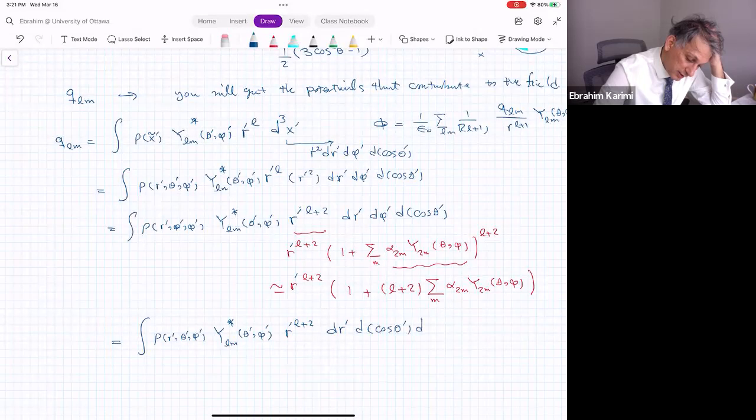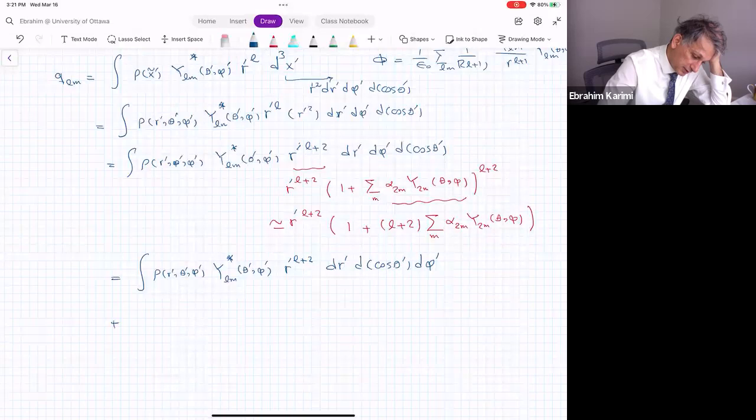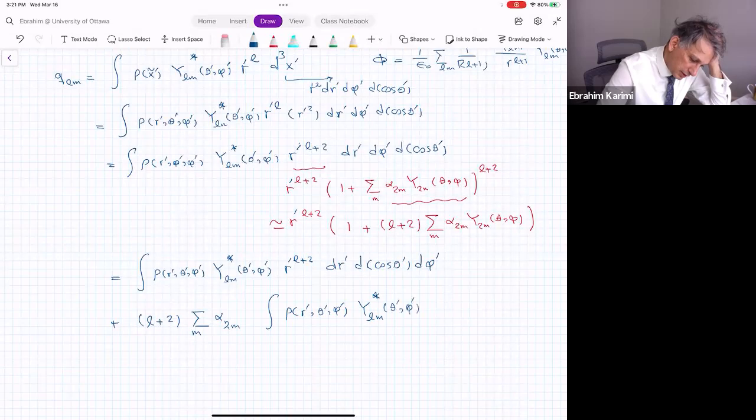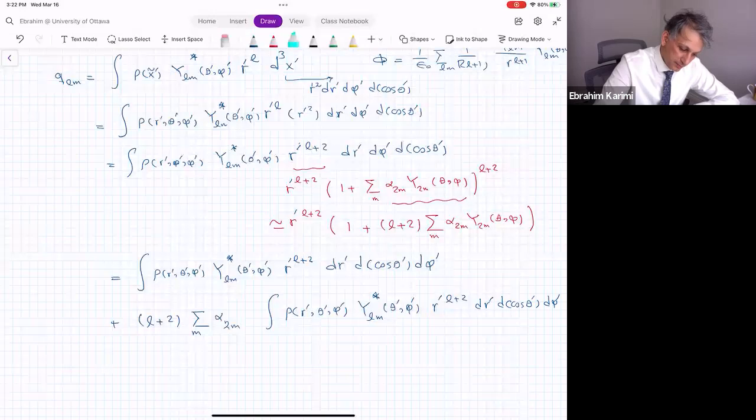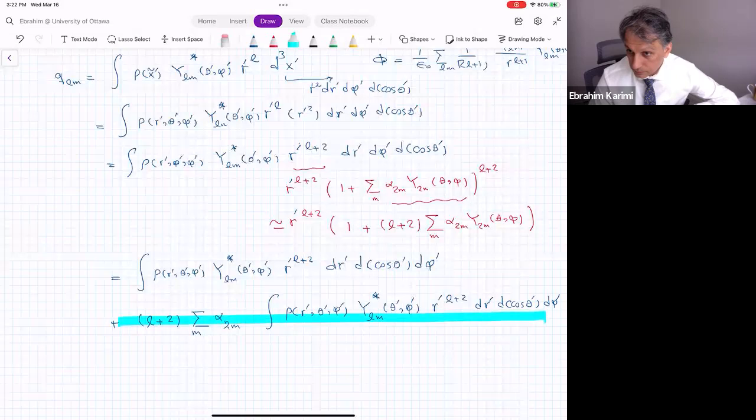And then I have another term, which is plus L plus 2, summation of m alpha 2m, integral of rho of r prime theta prime phi prime, Ylm of theta prime and phi prime, and then I do have r prime l plus 2 dr prime d cosine of theta d phi prime. Okay. And we know that this term is way smaller than the first term.